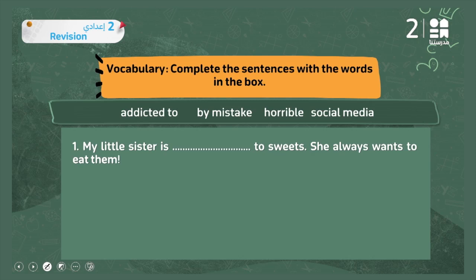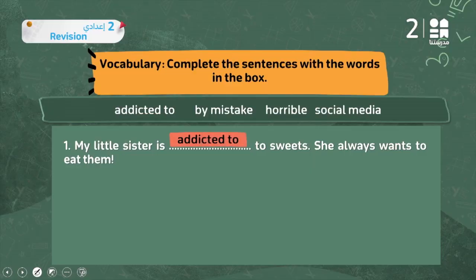Addicted to, by mistake, horrible, and social media. Again, let's fill in the gaps using any of them. My little sister is space to sweets. She always wants to eat them. So she always wants to eat them without stopping. Okay, so this means she is definitely addicted to. Okay.